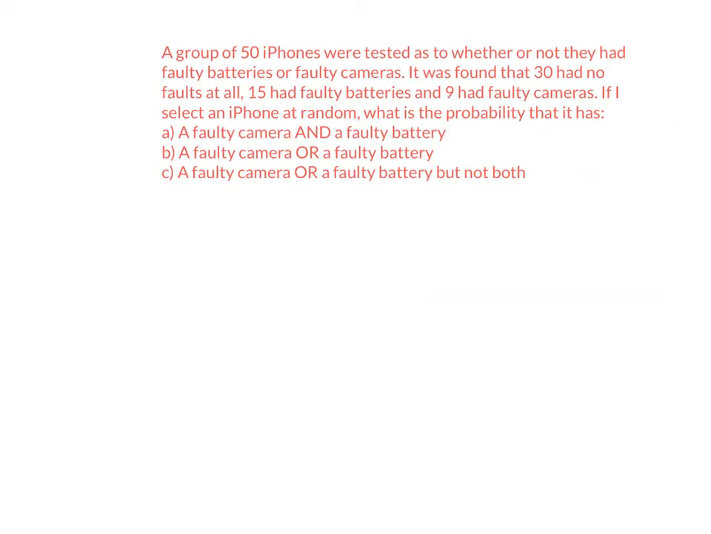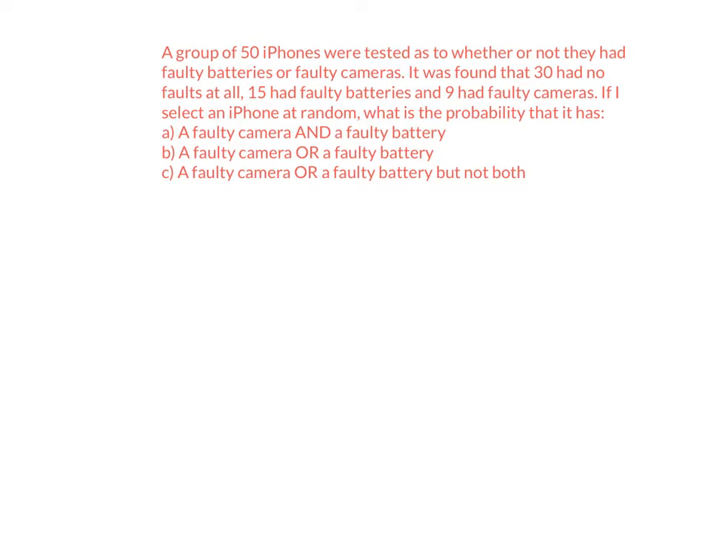Okay, I'm going to use this example to show you how to use two-way tables and Venn diagrams. So let's say we have a group of 50 iPhones. We tested them for their faults. We're interested in whether they had faulty cameras, faulty batteries, both or neither. We found 30 had no faults at all, 15 had faulty batteries, and 9 had faulty cameras. And we're going to use this to answer some probability questions.